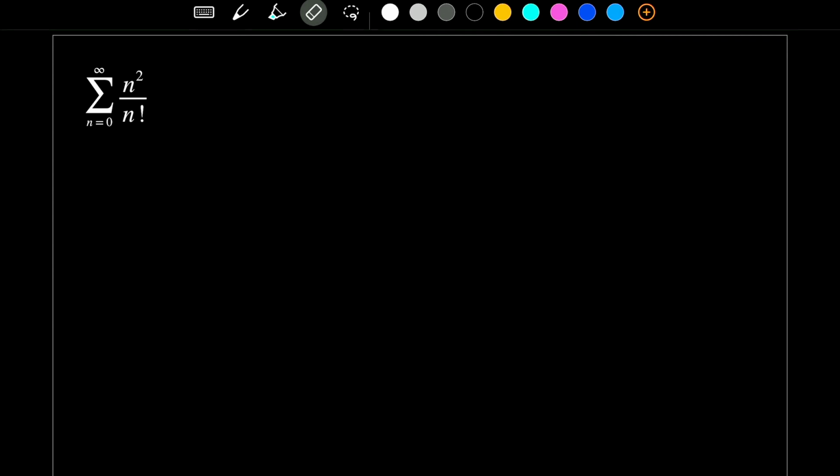Hello, today we're going to do another interesting calculation. We're going to calculate the infinite sum of n squared over n factorial. So this is by no means an easy sum, but I hope you'll be able to follow along. And before we do anything, we're actually going to prove a fact.